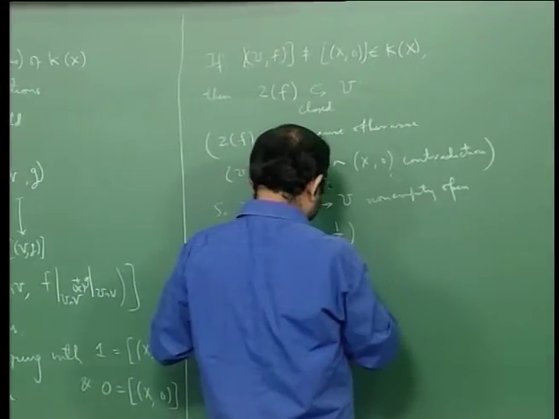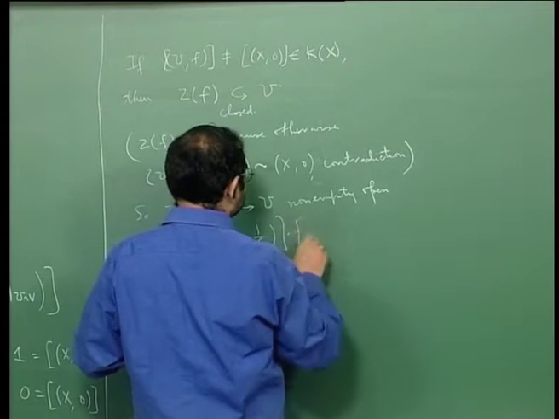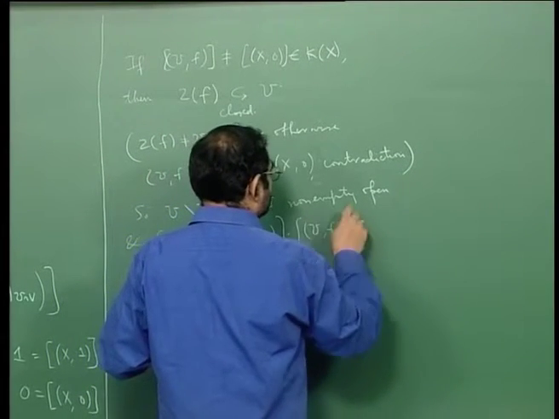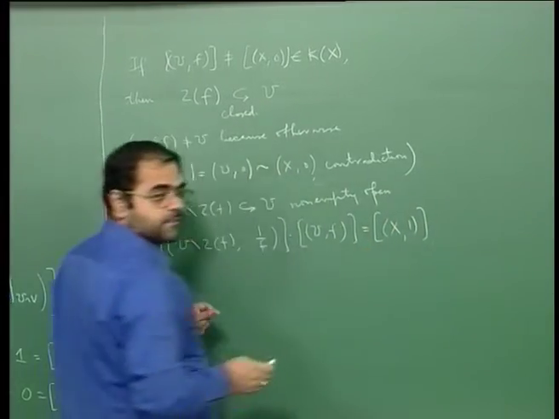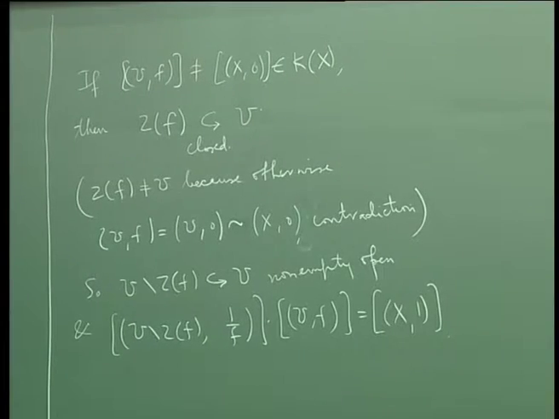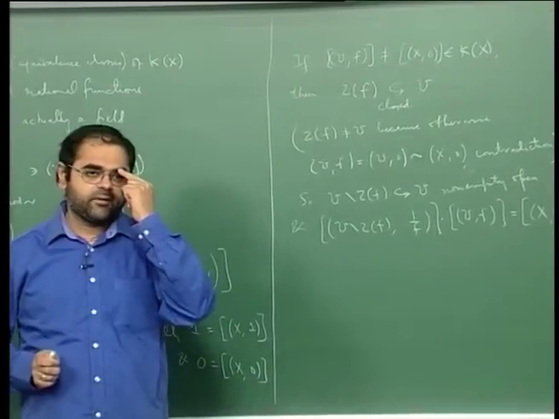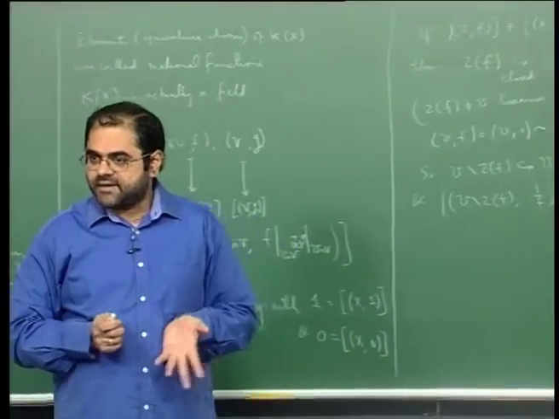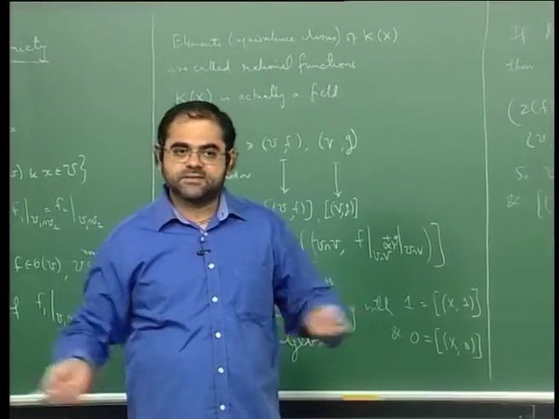So this element, if you multiply it with the original element (U, f), what you will get is just (X, 1). You will get this by the definition of multiplication, because after all 1/f and f are going to multiply to give you 1 wherever f does not vanish, and wherever f does not vanish is certainly a huge open set.